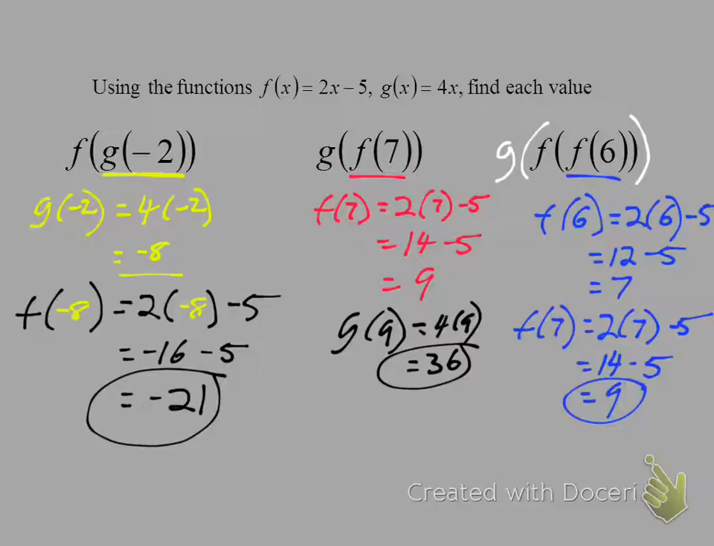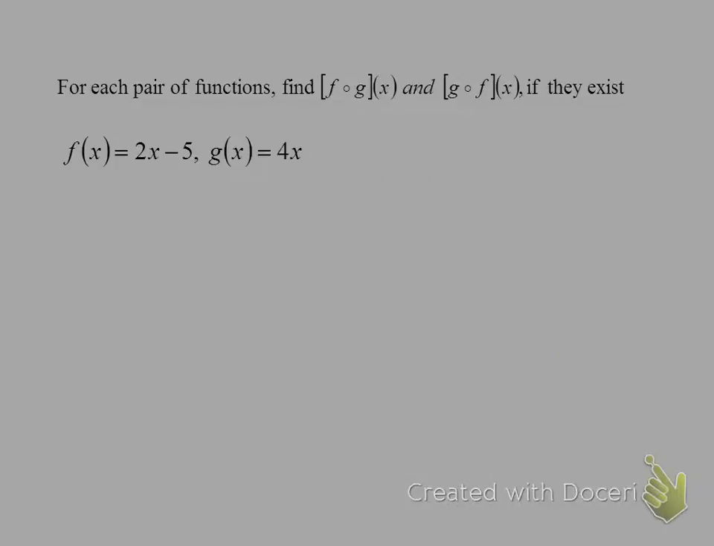So however many function letters you have listed out there, you do it that many times. Inside out. Innermost letter, that number. Get a new answer. Take that new answer into the next one. Get another new answer. That answer into the next one, and so on and so forth. Okay, for each pair of functions, find f of g of x and g of f of x. And they put "if they exist" in case something funky happens; they'll exist for you.